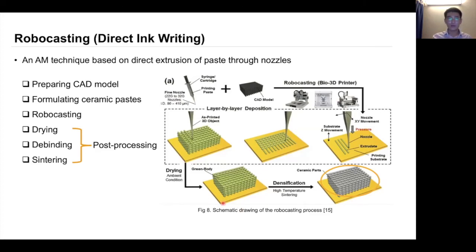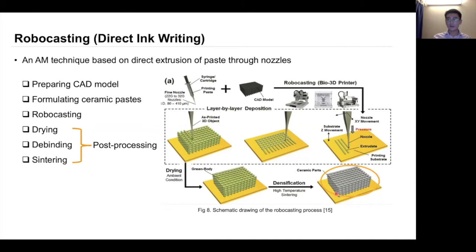But we haven't finished yet. This green body, this printed lattice structure, will also have to go through a series of post-processing steps, including drying, debinding, whereby any organic compositions in the ceramic paste will be removed, as well as sintering, whereby the green body undergoes significant densification. The density can go all the way up to 90%.